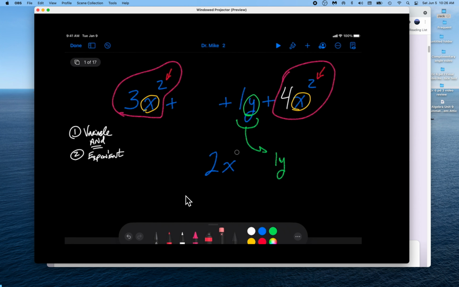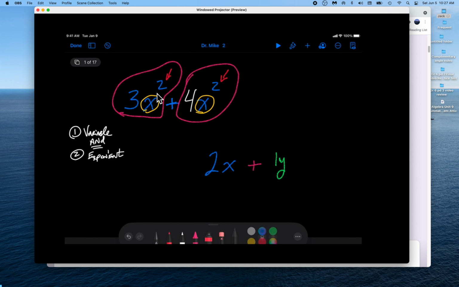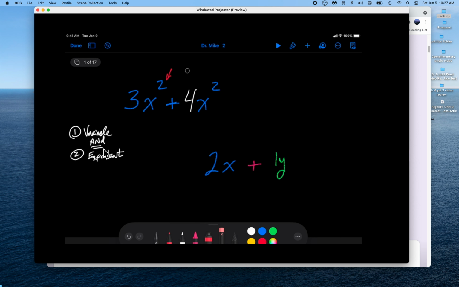Okay, let's take this away. Okay, so you already know that these two terms are going to be in the final answer as is. Now, let's look at these two terms. Let me erase this one. We are going to combine these. And the reason why we can is because the variables match and the exponents match. Both criteria are met. So how do we combine them? Well, we say to ourselves, we have 3 of something plus 4 of that exact same something.